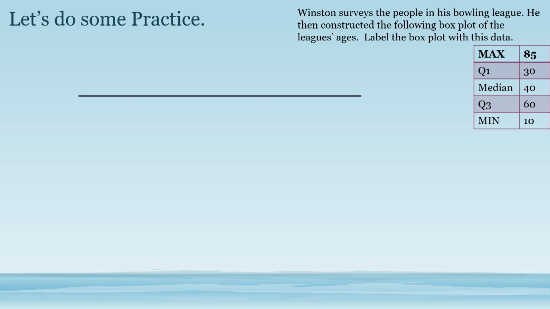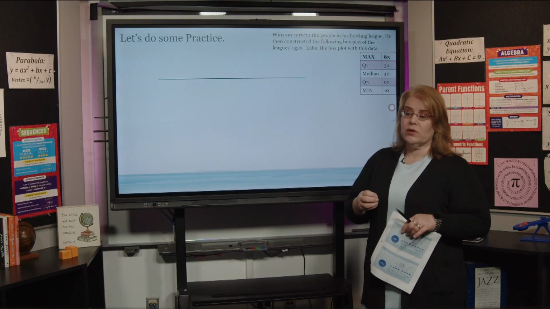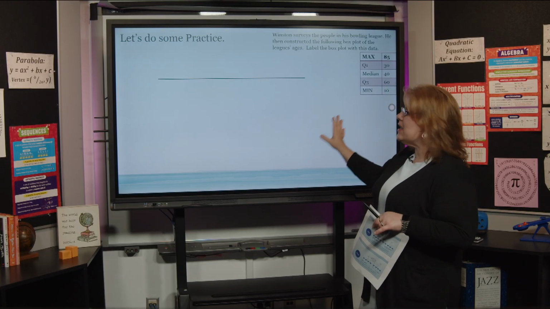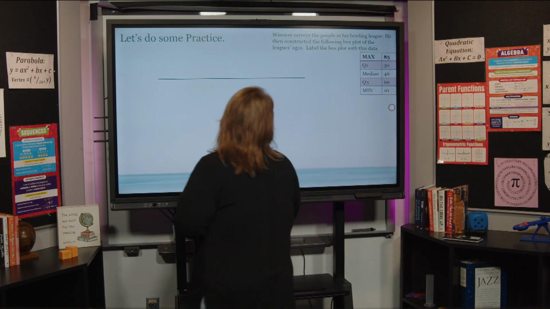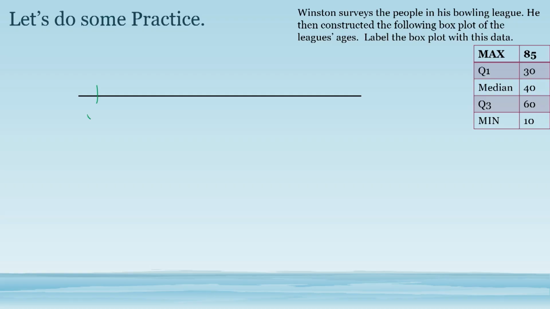Winston surveys the people in his bowling league. He then constructed the following box plot of the league's ages. Label the box plot with his data. All right, so we don't necessarily have all the ages, but we do have the important numbers. So let's take this important information and plug it in on our box plot. So here we go. I have my minimum at 10. I have my maximum at 85. I have 30. I have 40.